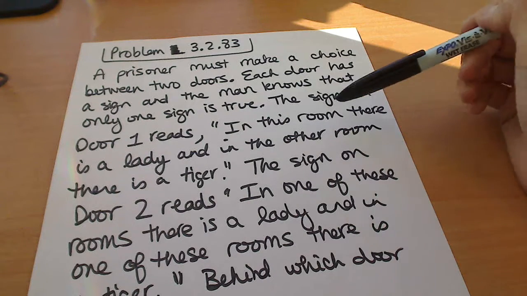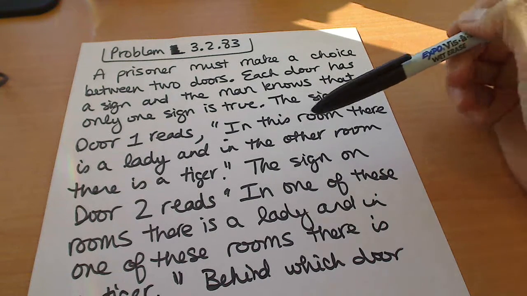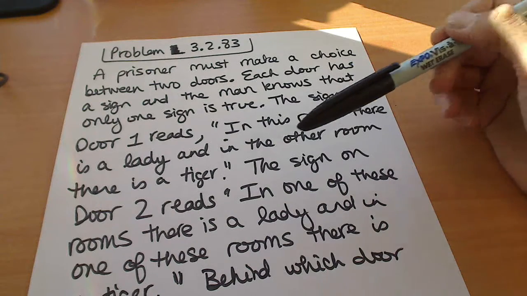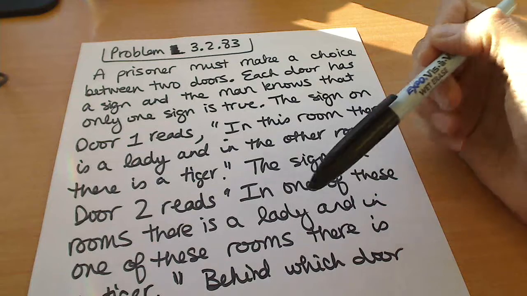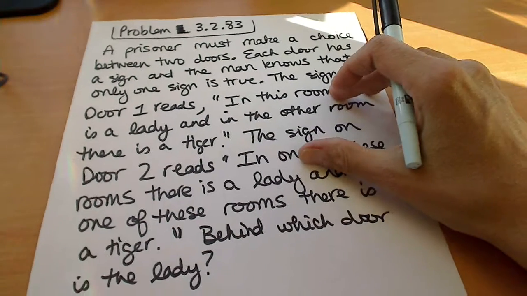The sign on door 1 reads, "In this room there is a lady, and in the other room there is a tiger." The sign on door 2 reads, "In one of these rooms there is a lady, and in one of these rooms there is a tiger." Behind which door is the lady?